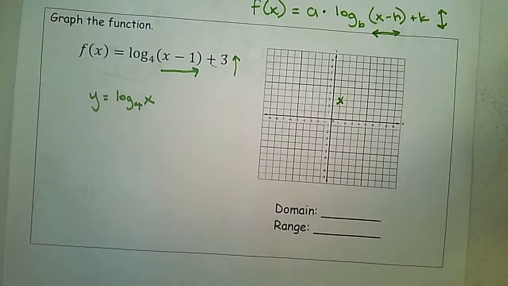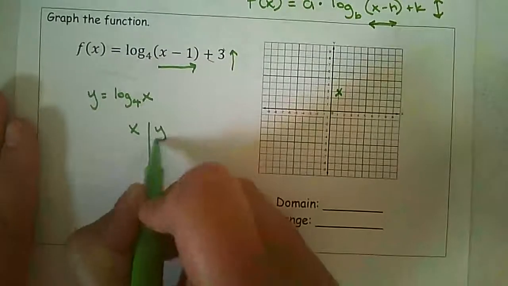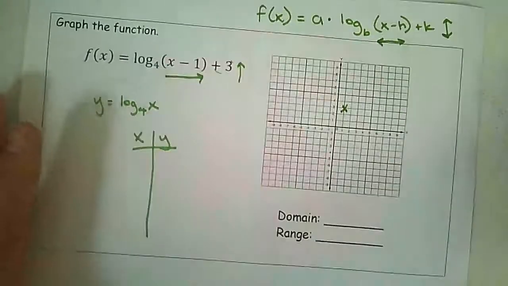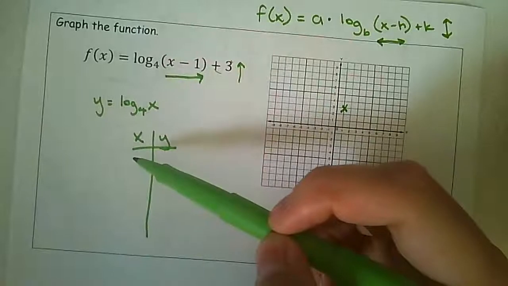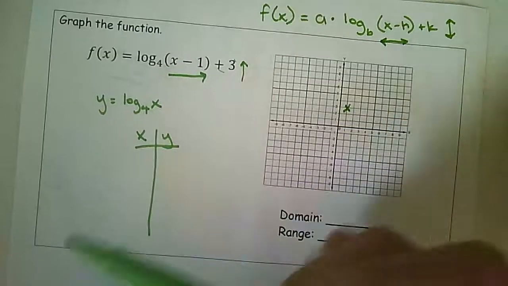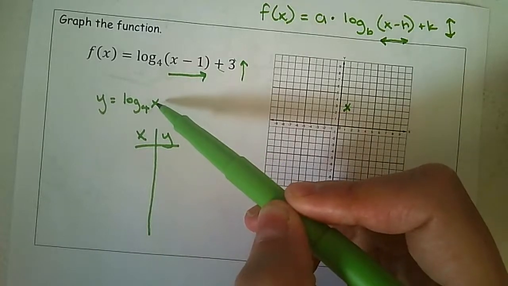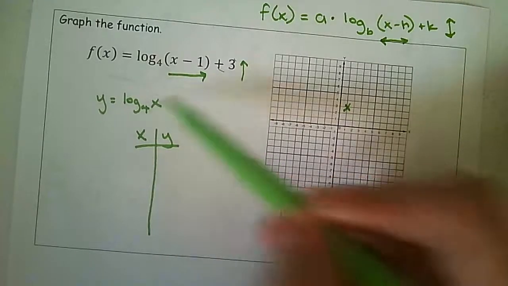Now, yesterday, this is where we made our xy table. So we're going to make our xy table here. And yesterday, we plugged in our basic 5 in for our x's. But I can't plug -2 in for x here because we can't have negative arguments.